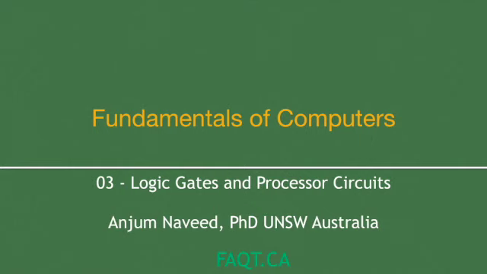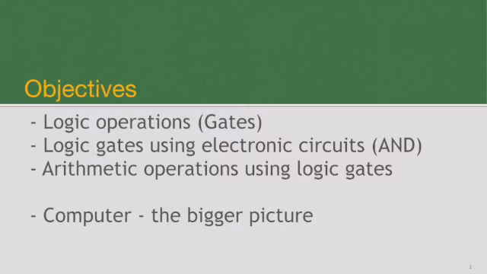In this session, we will talk of logic gates and the processor circuits, specifically the adder circuit. The objectives of this session are to cover logic operations, also referred to as logic gates, how the logic gates are represented through electronic circuits. We will specifically look at AND gate as well as OR gate. Arithmetic operations using logic gates. Specifically, we will look at the adder circuit that can be constructed using the logic gates.